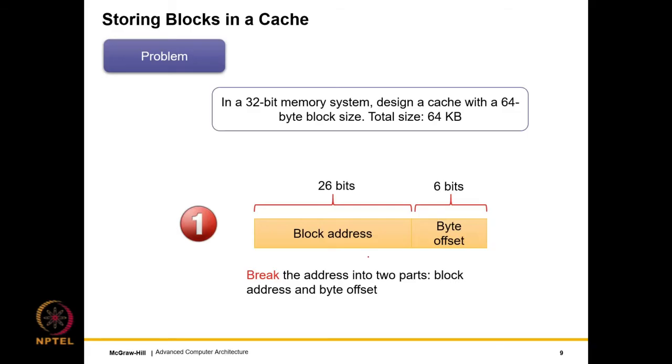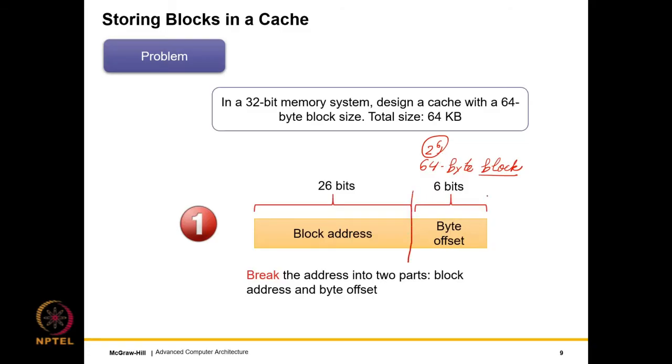So with this assumption in mind, with this problem in mind, let us try to design a cache for it. So what we do is we break the address into two parts. We call one part a block address, and we call the other part a byte offset. So given that we have a 64-byte block, 64 bytes is 2 raised to the power 6. So we need 6 bits to address a byte within a block.